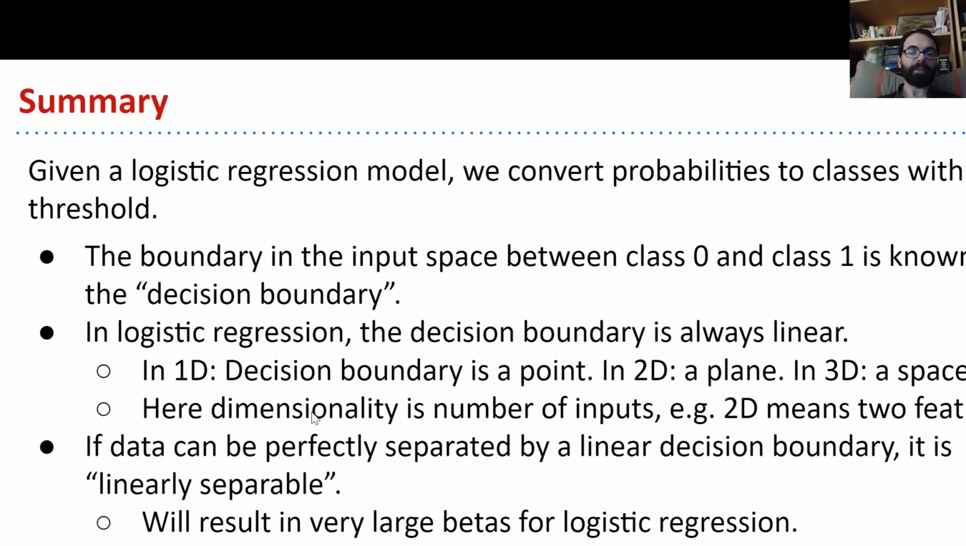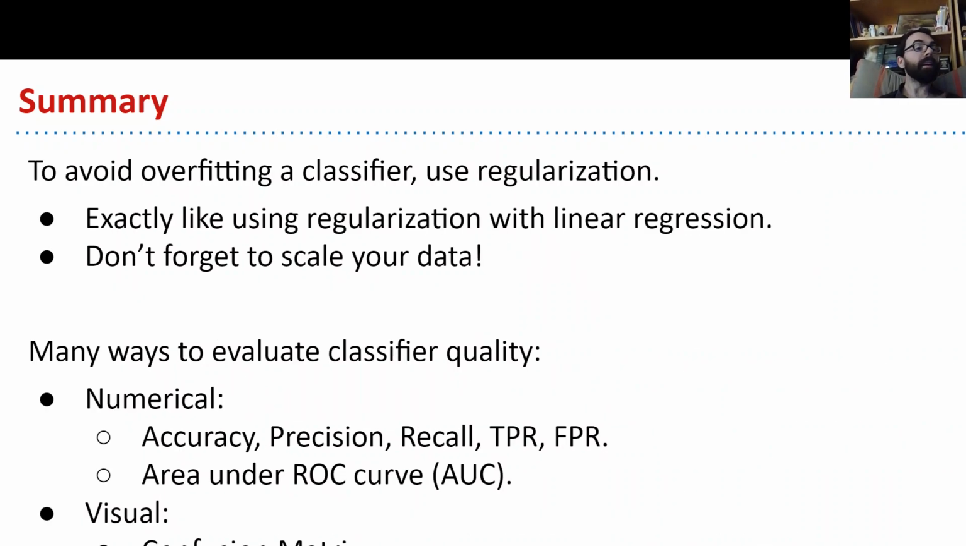Dimensionality, I should mention, is the number of inputs. So a 2-dimensional model is 2 features. That would be like our flower classification earlier. We had a line separating them in space. If your data can be perfectly separated by a linear decision boundary, it's linearly separable, and that's going to cause your logistic regression parameters to get very big. If you don't want that to happen, you should use regularization, and if you're doing that, don't forget to scale your data. We saw there are many ways to evaluate your classifier's quality. You've got accuracy, precision, recall, true positive rate, false positive rate, and the area under the ROC curve. But we also had some visual pictures. So that summarizes everything we did today.